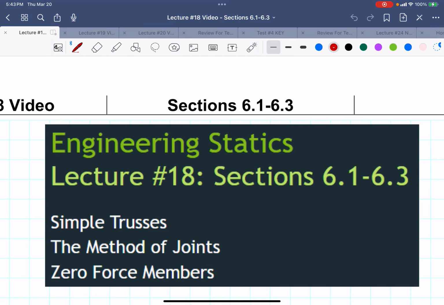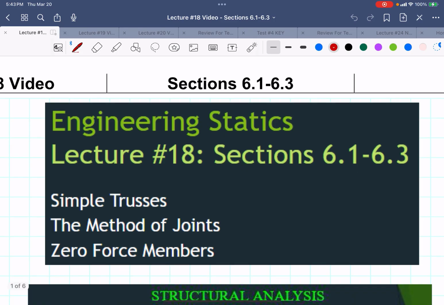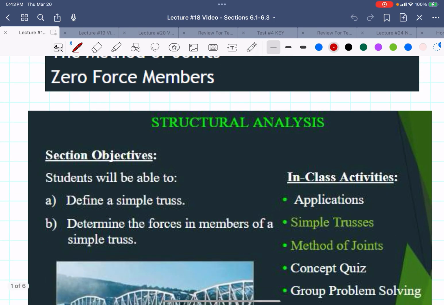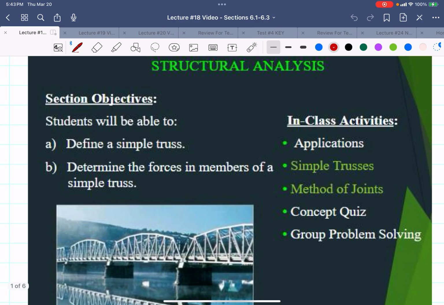This is lecture number 18 for engineering statics over sections 6.1 through 6.3. And this is the first time we're going to start analyzing simple trusses. And we're going to learn about the method of joints and how to calculate forces in the members of a simple truss.